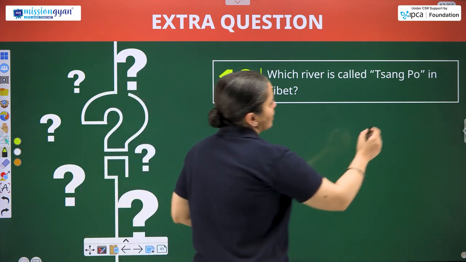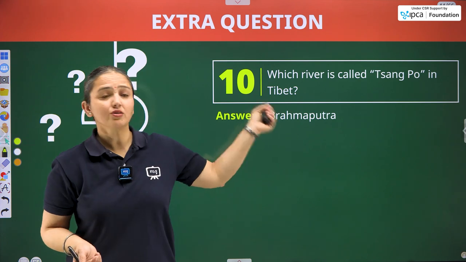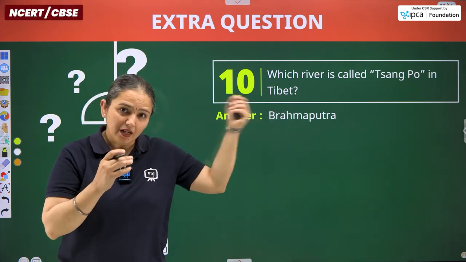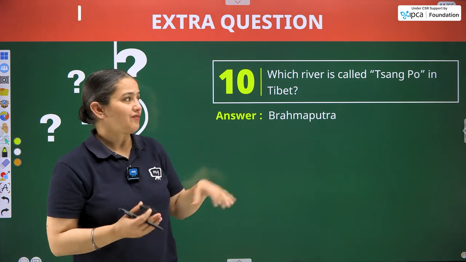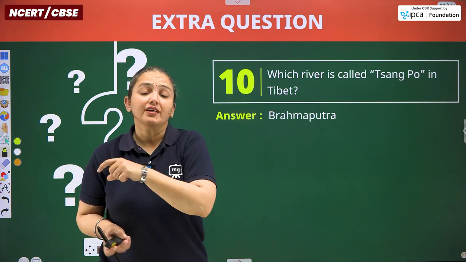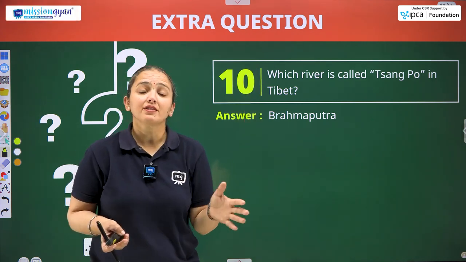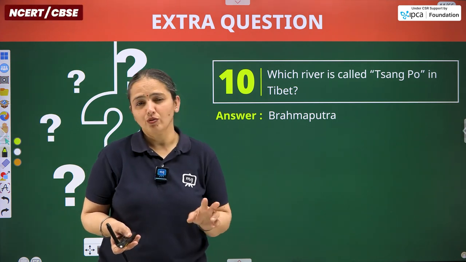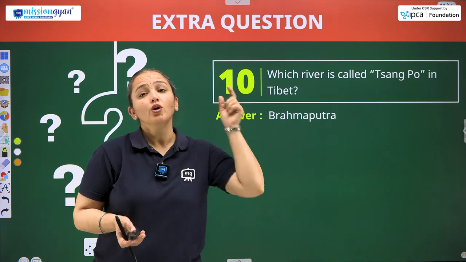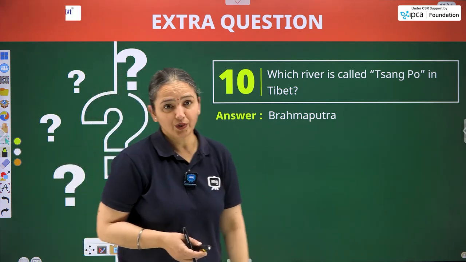Which river is called Sangpo in Tibet? That is Brahmaputra, because it flows throughout the Tibet region, which is not Indian territory, so it has its individual name. Although it is not necessary that if a river flows within the Indian territory, only then it will have a single name. So options can be both of them. Either a river can be known by a single name throughout its flow, or it can be referred to with other names, as is the case of Brahmaputra over here.